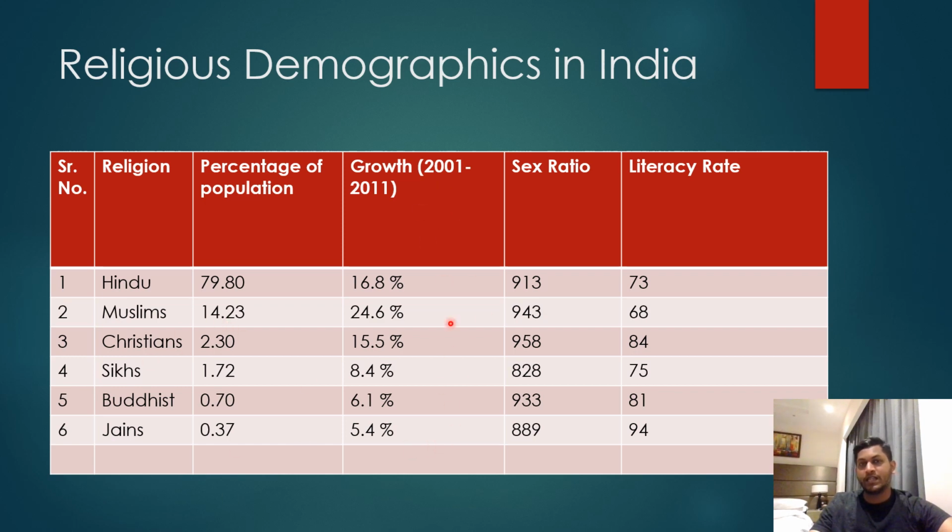Now comes another important statistic, that is growth. What was the growth of these populations? We know that 17% was the average growth in the population for the whole of the country. But when it comes to religions, these are the percentages. The Hindu population grew by 16.8%, or roughly 17%, so it is around the national average. Christians grew by 15.5%, again near the 17% average. Sikhs, Buddhists and Jains are less than average: 8.4%, 6.1%, 5.4%.